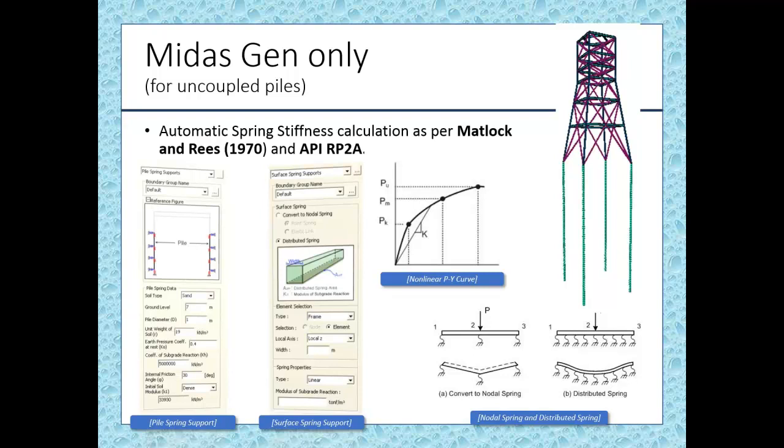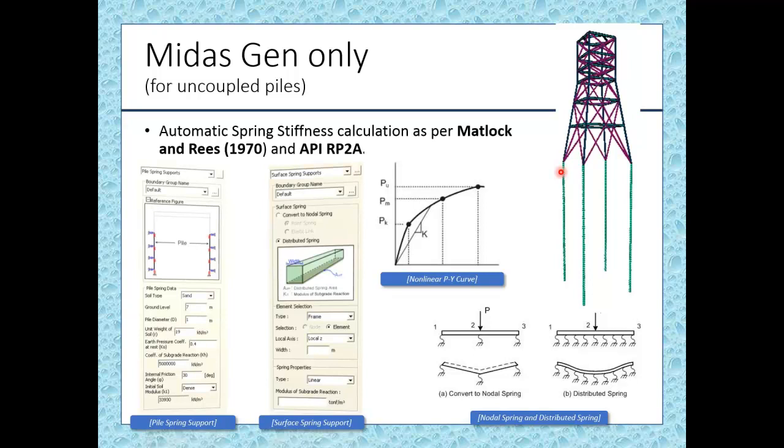So in Gen, we can model the superstructure as well as the substructure, as you can see here, and apply these springs to get an economical design in Midas Gen itself. However, there is a limitation to it, and that is there is no effect of group piles. So if you have got single piles spaced at a good enough distance wherein there is no interaction, so there is no effect of group piles, then you can definitely go ahead with Midas Gen only. Okay, this is an analytical approach.